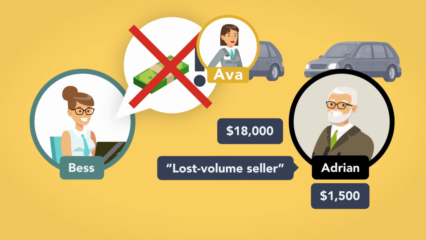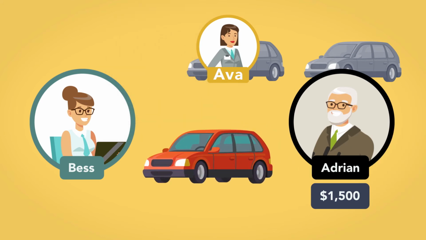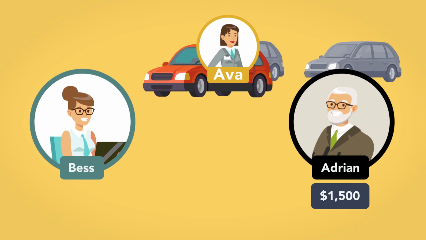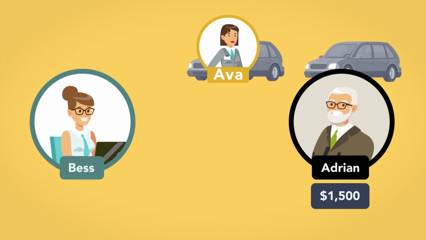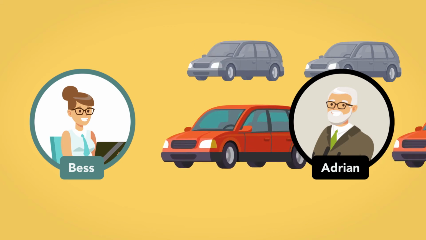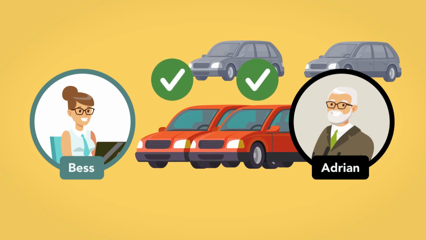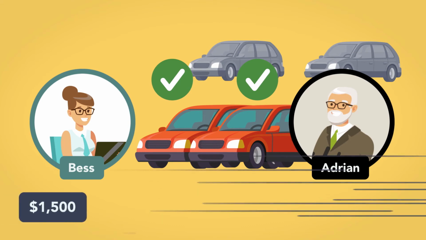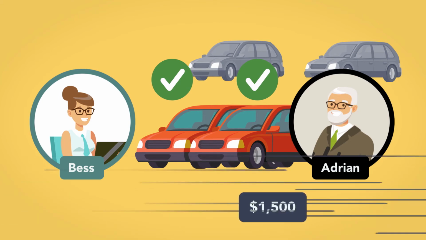Adrian, in this case, is a lost volume seller. While it's true that he lost nothing on this particular identified car, had Bess not breached the agreement, he could have sold the contracted for car to Bess and a similar car to Ava the next day. Bess's breach caused him to suffer a $1,500 loss, since his dealership was perfectly capable of effecting both transactions had Bess not breached. Therefore, he can recover $1,500 in damages from Bess.